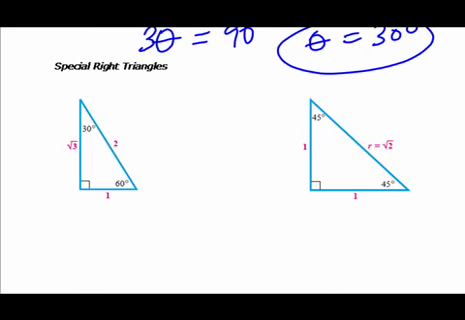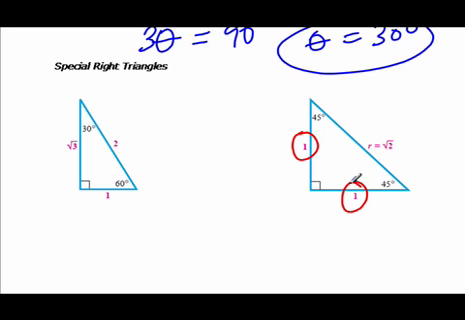Next item, we have what are called special right triangles. And there is a reason why we call them special right triangles. The one on the left is known as the 30, 60, 90 right triangle. And the one on the right has 2 names. We can call it the 45, 45, 90 triangle, or it's also known as the isosceles right triangle. Why? Because it has 2 sides equal to one another.